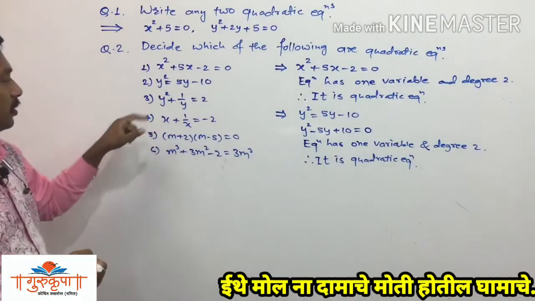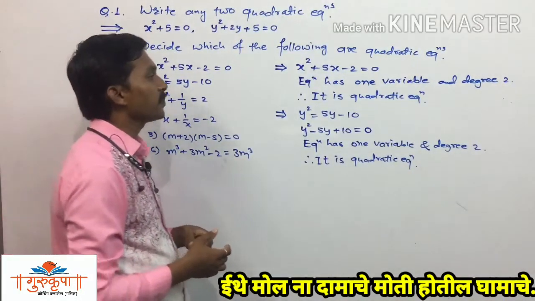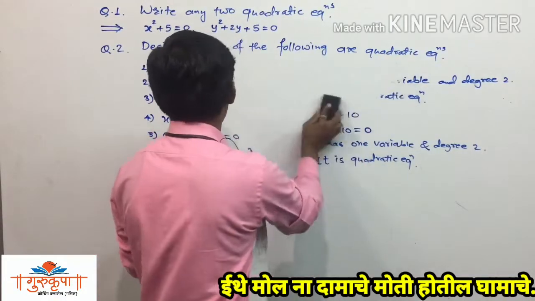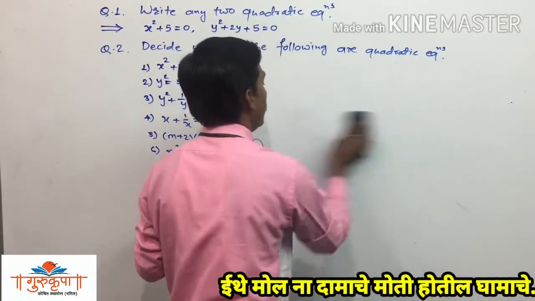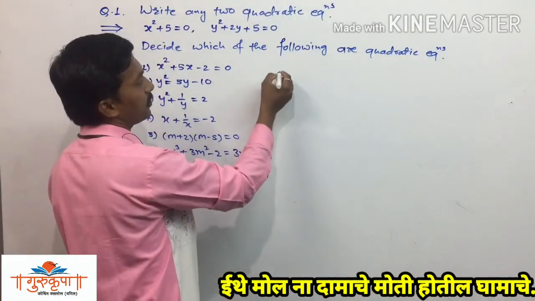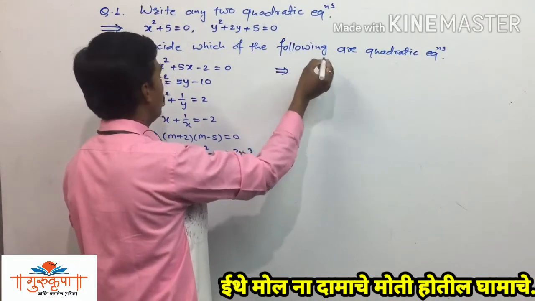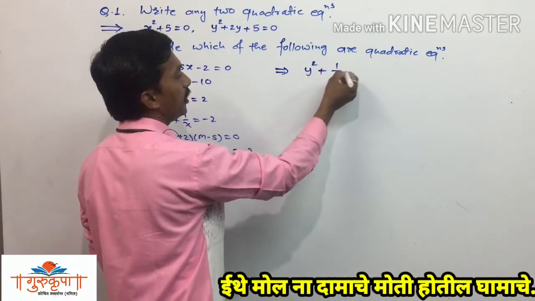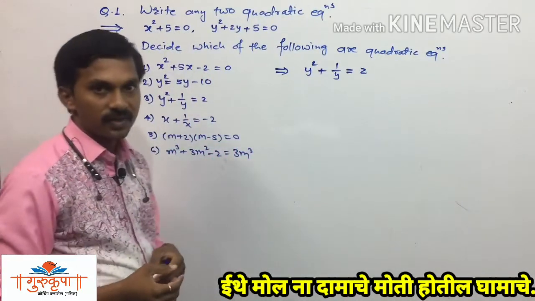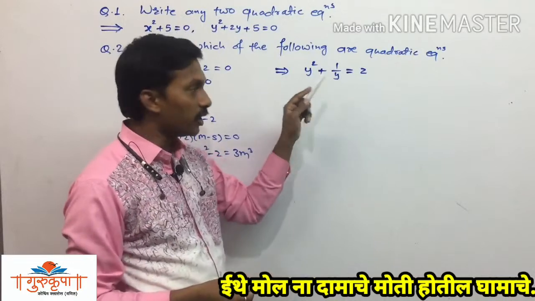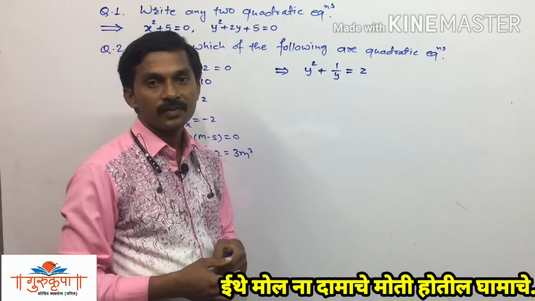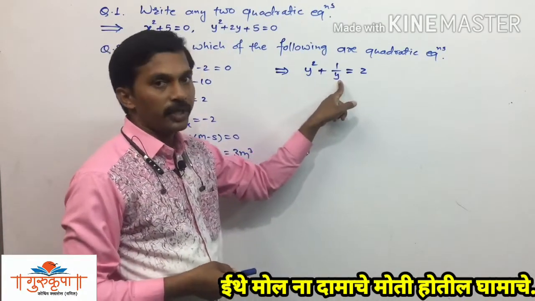Now see the third question: y square plus 1 upon y is equal to 2. We have to decide whether it is a quadratic equation or not. Since the variable is there in the denominator, and generally in a simultaneous equation or a quadratic equation the variable is not there in the denominator, we have to think first how we can remove it.